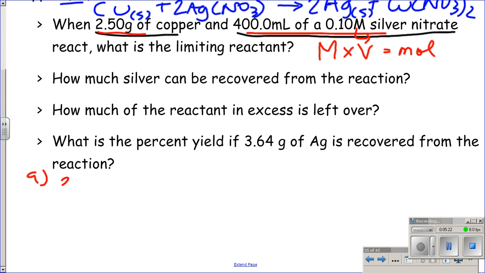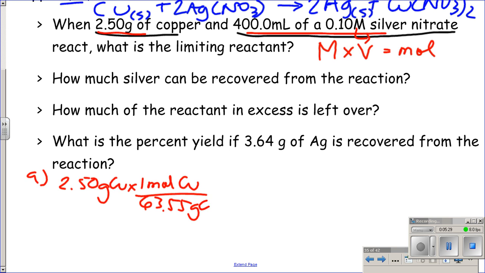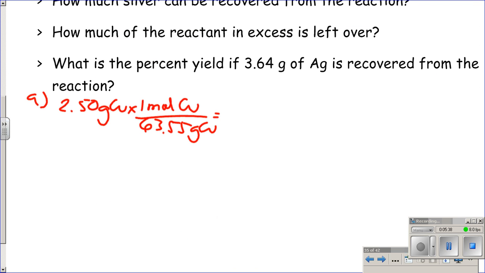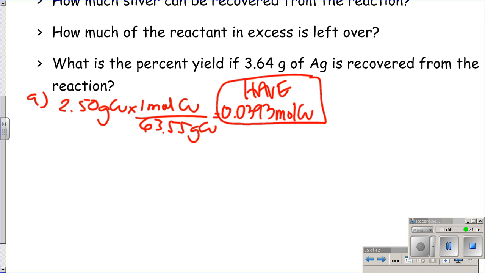A, 2.5 grams of copper. 1 mole of that weighs 63.55 grams of copper. Okay, what's my next step? Oh no, hold on, let me get you the math first. This is 0.0393 moles of copper. And this is how much I have of it. Please label that, because you will not be able to find your work once you get like 15 numbers up here. All right, that's how much I have of copper.